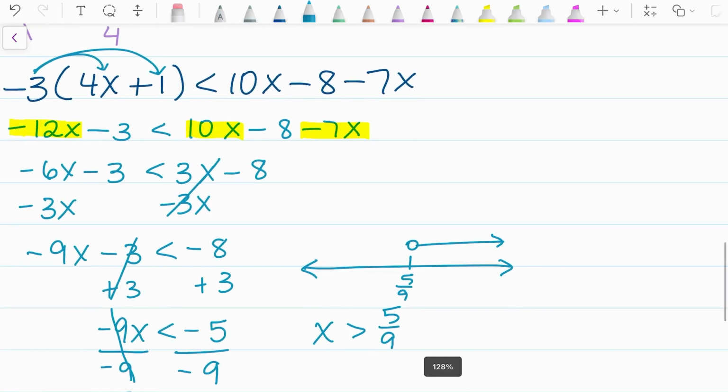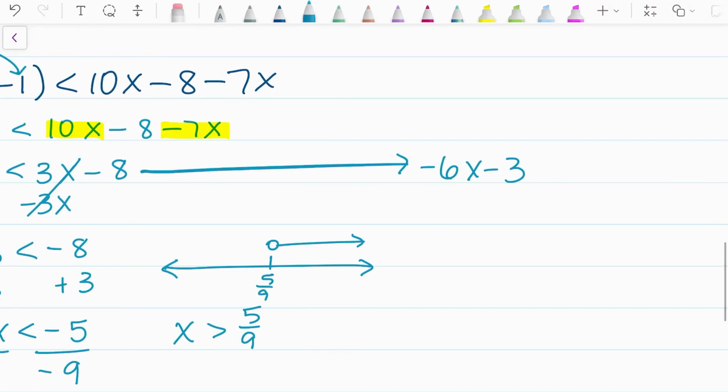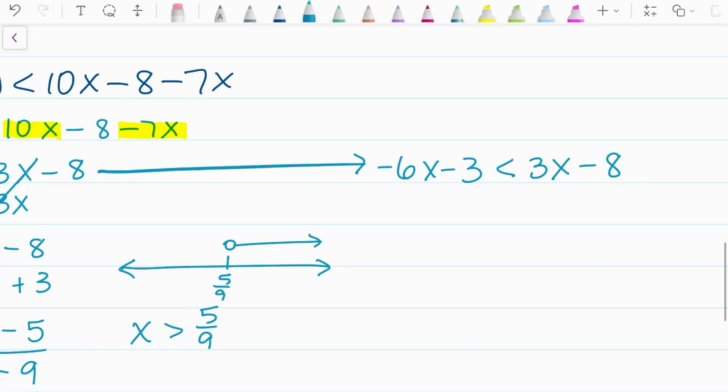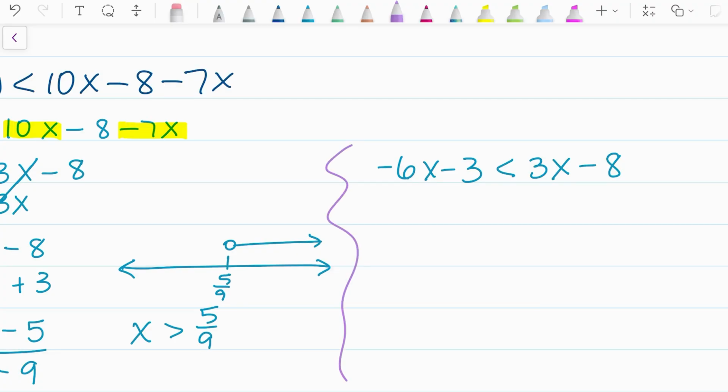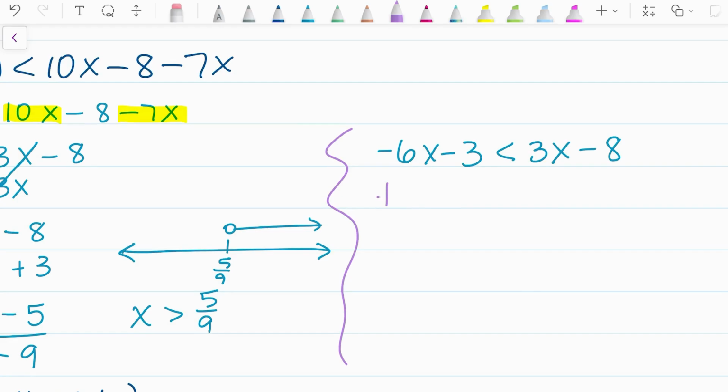Let's say we were at this step right here. I'm just going to draw this out over here again. Negative 6x minus 3 less than 3x minus 8. Okay, let's just say we're here, and I'm going to solve it a different way. I'm going to show you how it's the same thing. Let's say I go to solve this, and I had added the 6x, because that's normally what I would do. So now I have negative 3 is less than 9x minus 8.